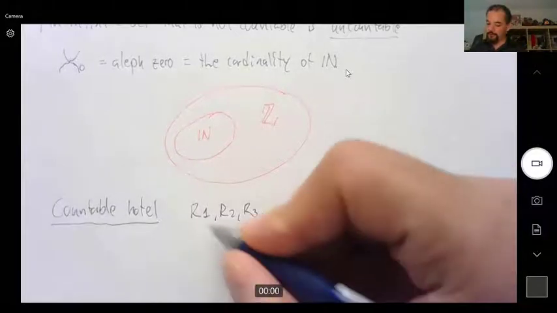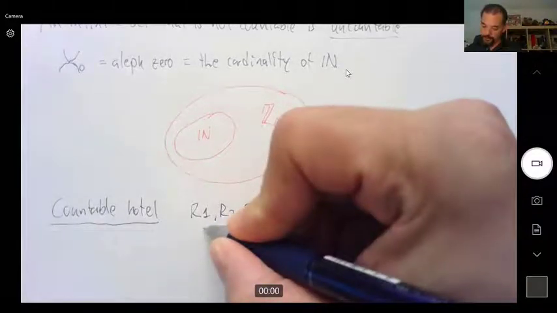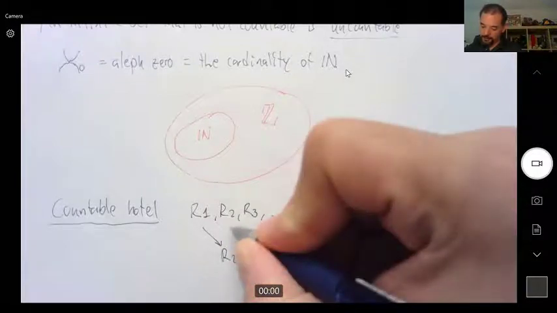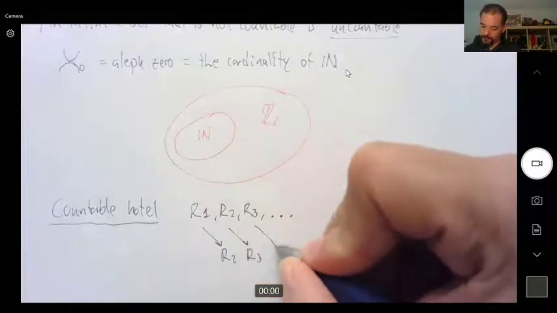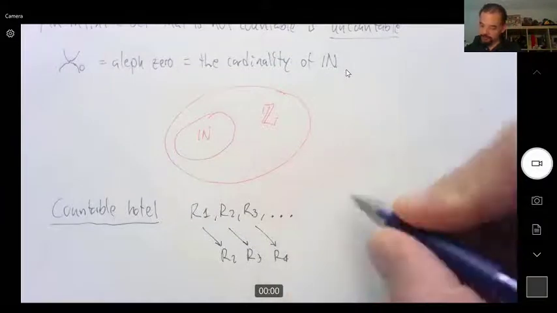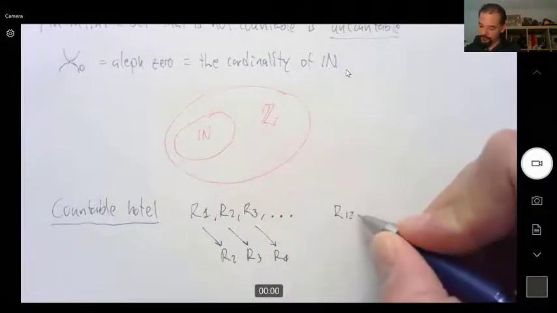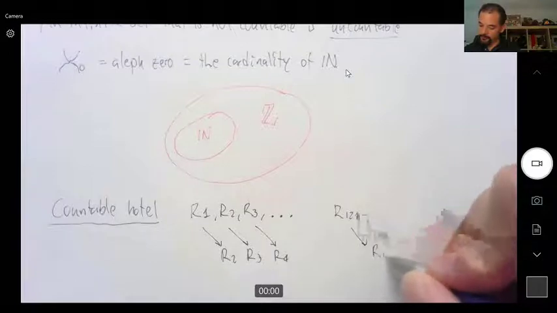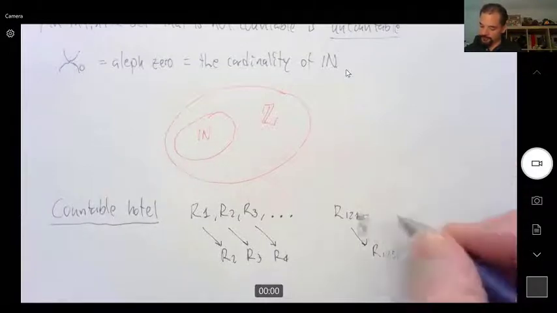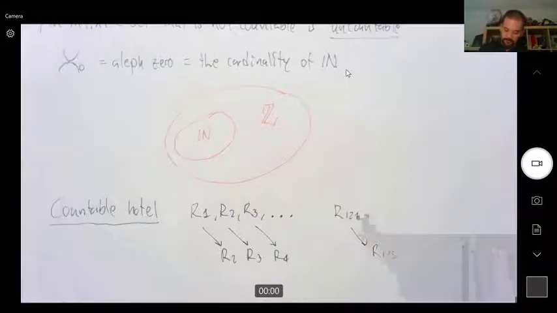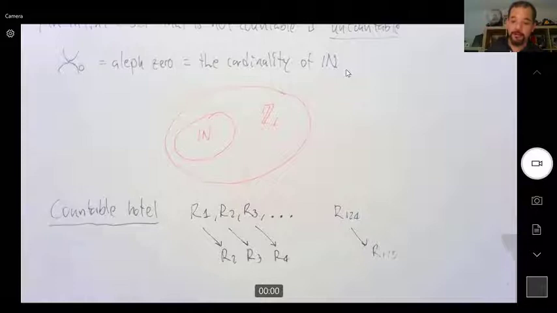So everyone moves to the next room. The guest that was in room 1 goes to room 2, and the guest in room 2 goes to room 3, and the guest in room 3 goes to room 4, and this continues, right? So the guest in room 124 goes to room 125, and so on. All right, and then room 1 is empty, correct? So room 1 is empty, and we assign that room 1 to our new guest. Okay, so yes, this works.